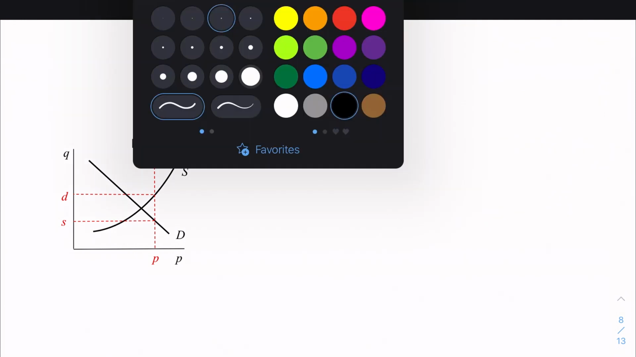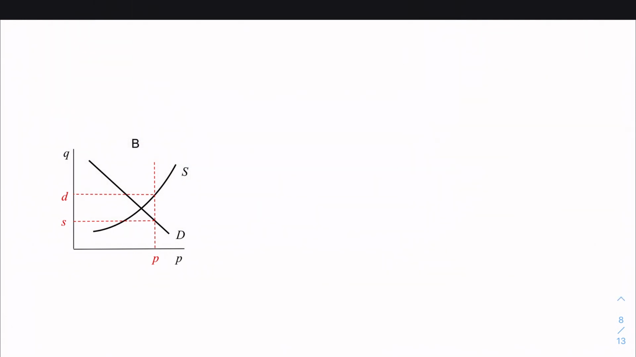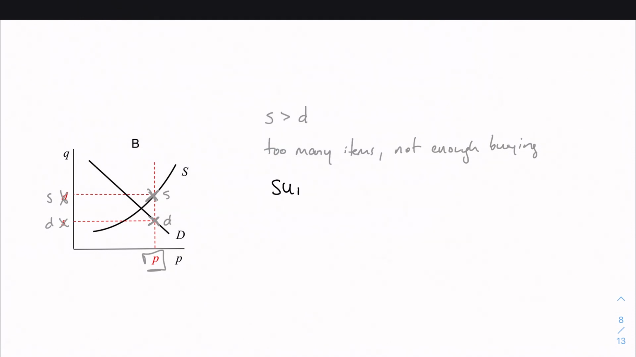Here's another case where maybe the business overshot their price increase. So here's our new price. And you can see that my supply, oh, these are backwards. My supply is up here and my demand is down here. Okay, so my demand is here. My supply is here. Well, now we notice that the supply is greater than the demand. We have too many items and not enough people buying. So this we're going to call a surplus. I've got too many. We have a surplus of items.